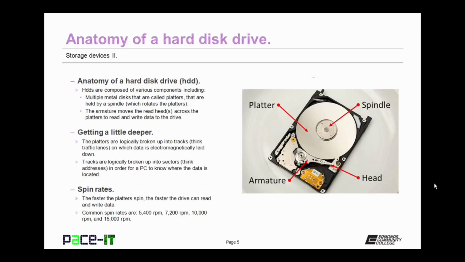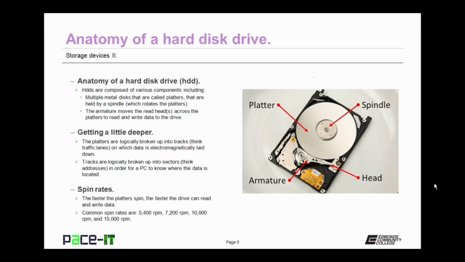Getting a little deeper into the anatomy of a hard disk drive, well, the platters are logically broken up into tracks. Think traffic lanes, in which the data is electromagnetically laid down. The tracks are logically broken up into sectors, think addresses, in order for the PC to know where the data is located. Now, the faster the platters spin, the faster the drive can read and write data.